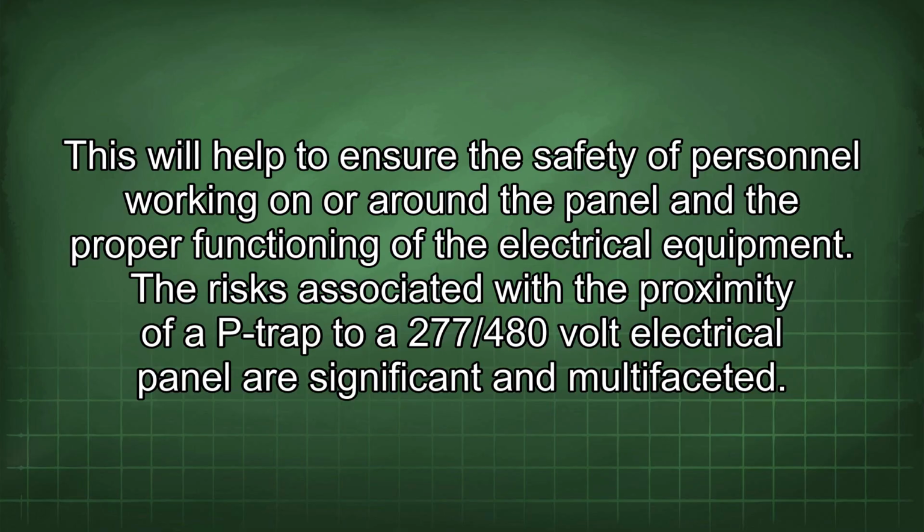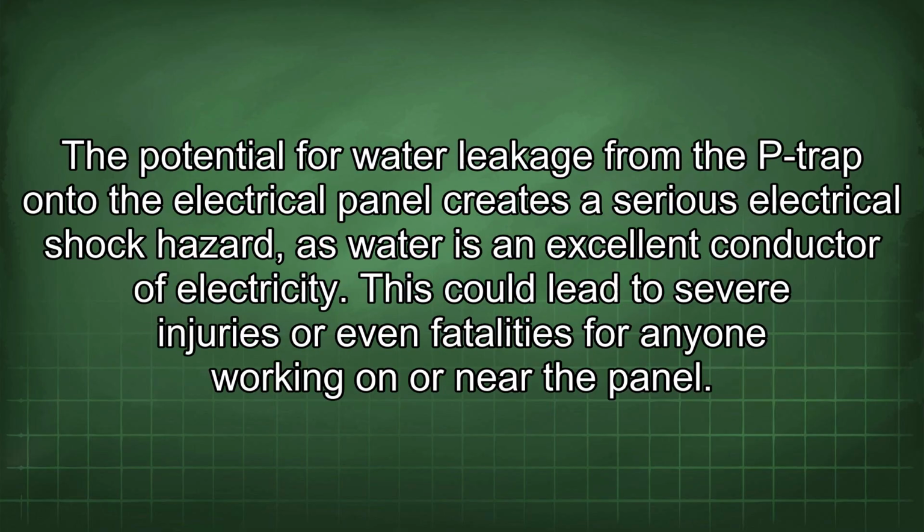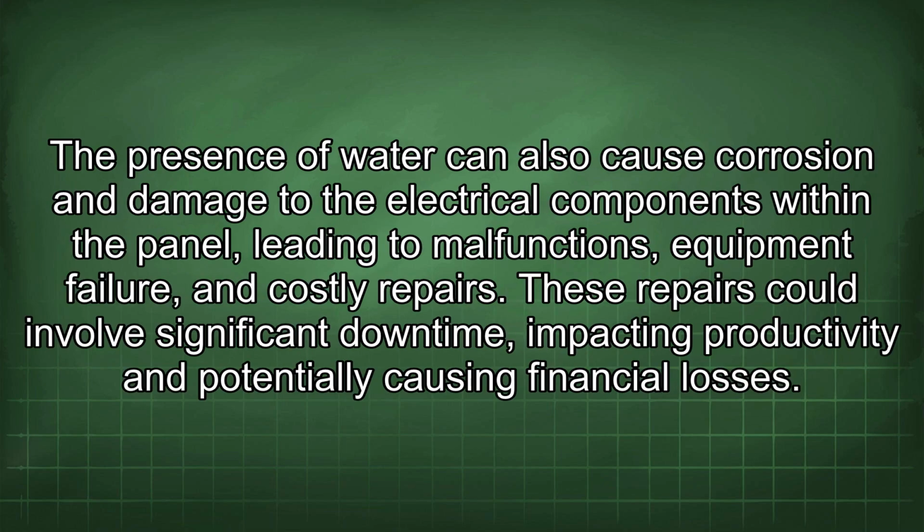The risks associated with the proximity of a P-trap to a 277/480 volt electrical panel are significant and multifaceted. The potential for water leakage from the P-trap onto the electrical panel creates a serious electrical shock hazard, as water is an excellent conductor of electricity. This could lead to severe injuries or even fatalities for anyone working on or near the panel. The presence of water can also cause corrosion and damage to the electrical components within the panel, leading to malfunctions, equipment failure, and costly repairs. These repairs could involve significant downtime, impacting productivity and potentially causing financial losses.